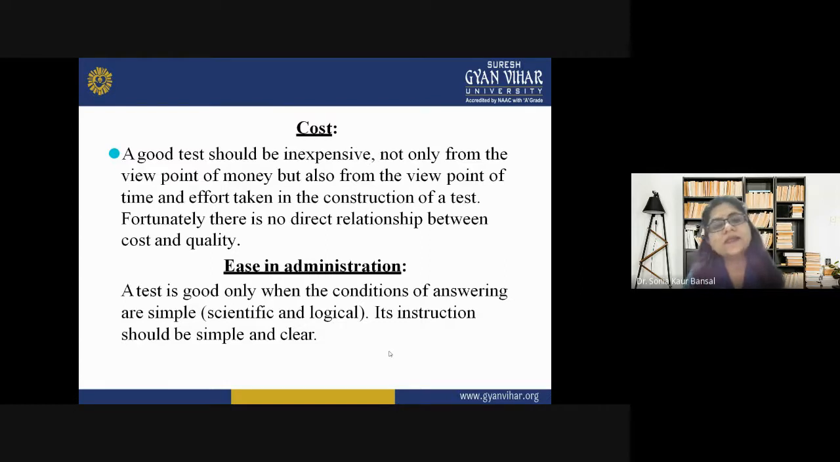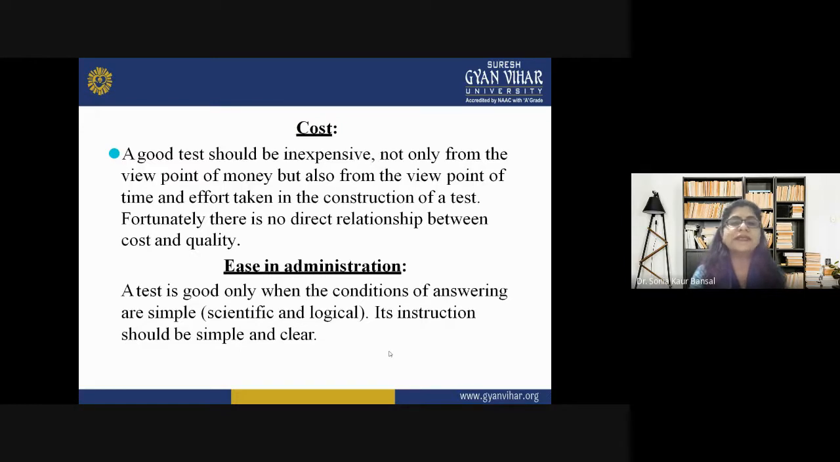A good test should be inexpensive. It is not right that some people think that if the test is very expensive, only then it is going to give good results. It may be more valid, more reliable. No, it is not like that. A good test must be inexpensive, not only from the viewpoint of money, but also from the viewpoint of time and efforts taken in the construction of a test.